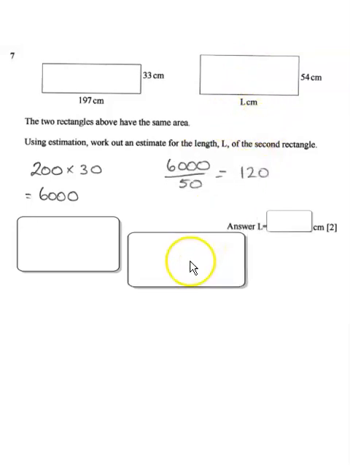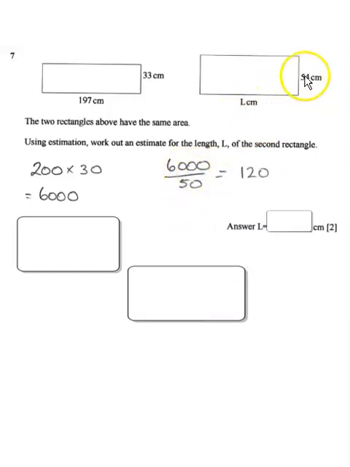So to work out the length of one of those sides, we do 6,000 divided by 50. So we've rounded this 54 to 50 and we've done 6,000 divided by 50, which is 120. So that means that the length of that second rectangle is 120.